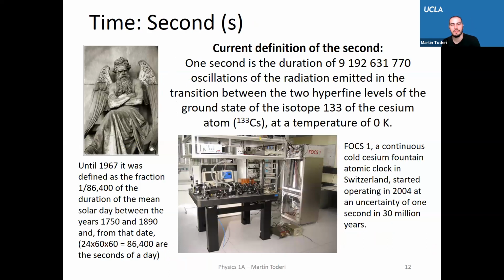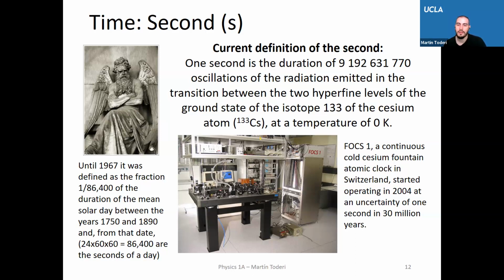Okay, so let's take a look at time. Time is measured in seconds, and you can see there that's Kronos, the Greek god of time. Until 1967, it was defined as a fraction of the duration of the mean solar day between 1750 and 1890. So you can see why it's 1 part over 86,400, because those are the seconds in a day, right? If you do 24 hours by 60 minutes by 60 seconds, you get that number.